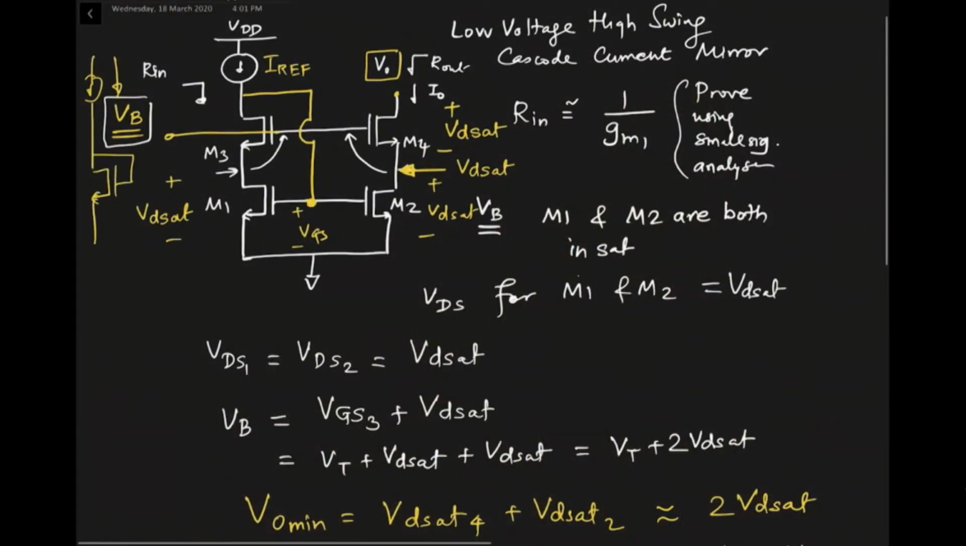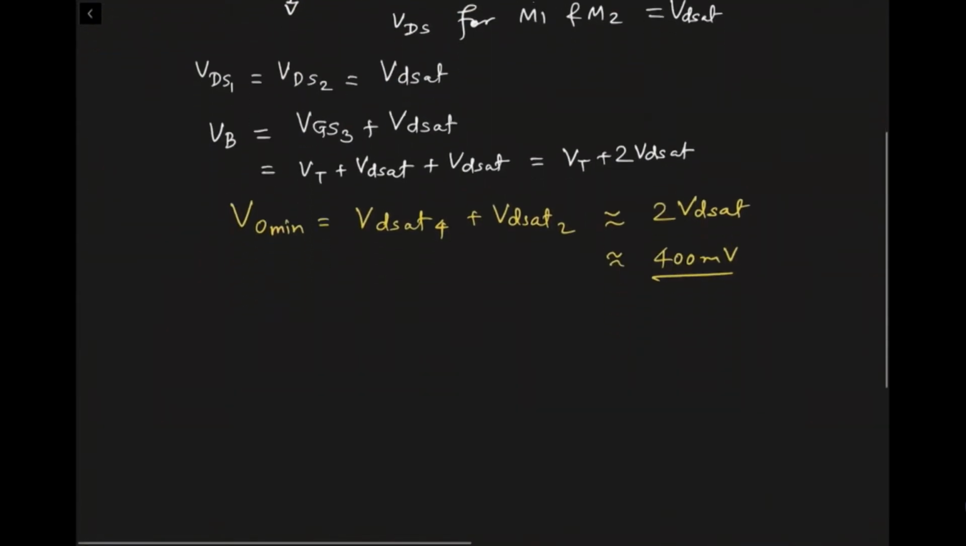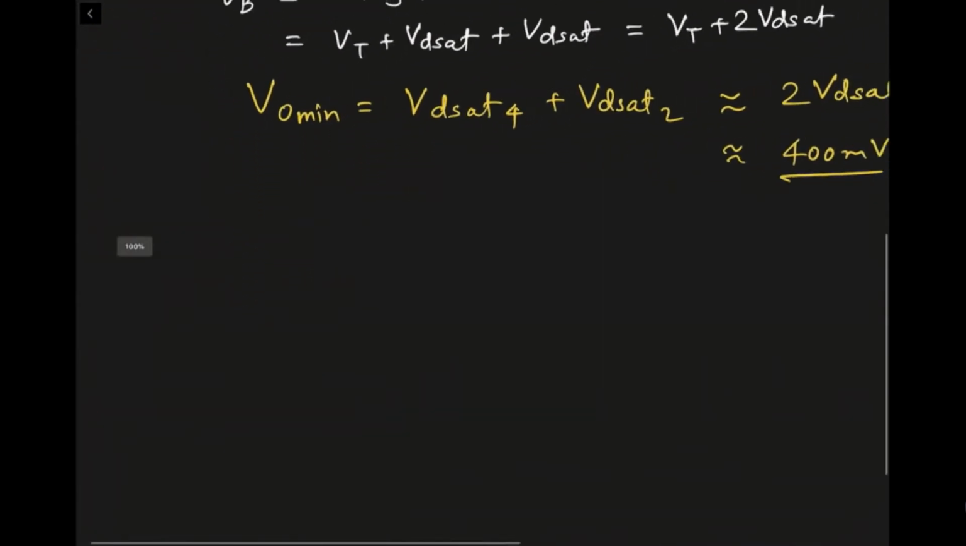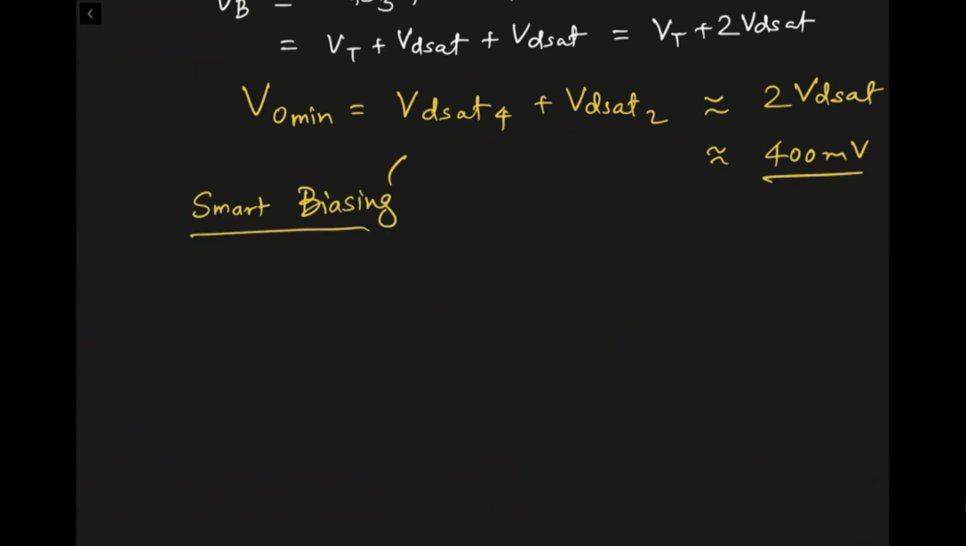Because to develop VB, technically speaking, I need another current source going into another diode transistor, connected this way, and I need to play with the W by L of that transistor to get the VB, which is equal to VT plus 2 VDSAT at least. So the next invention that came about to improve upon this is how can I get rid of this VB? Follow my train of thought, and that particular one is the current mirror with a smart biasing.